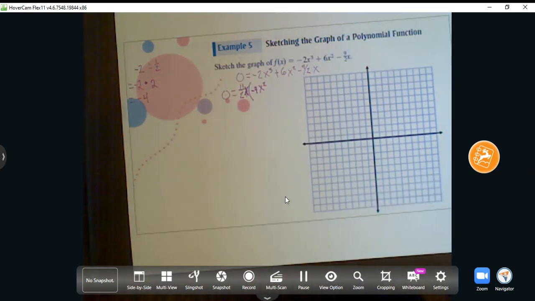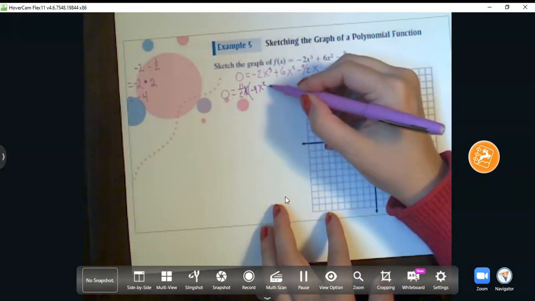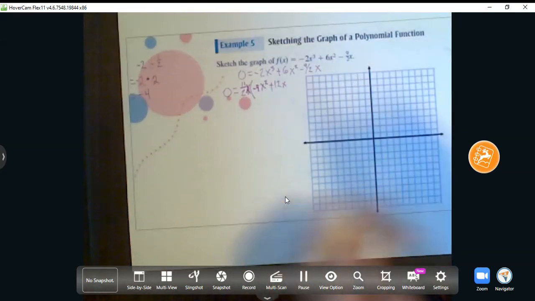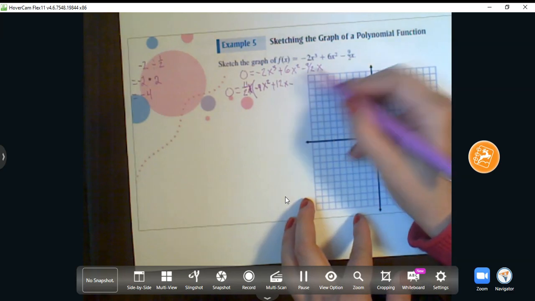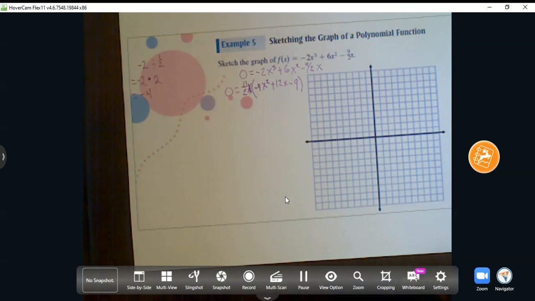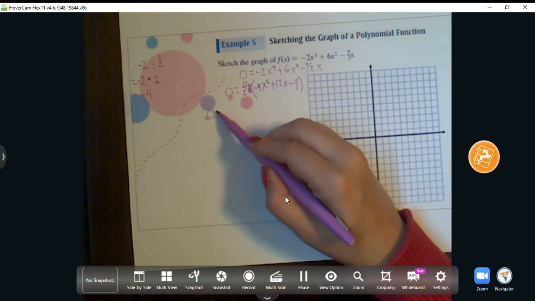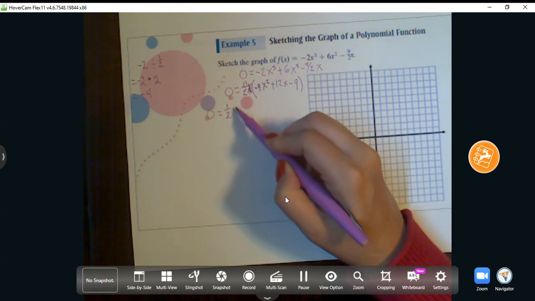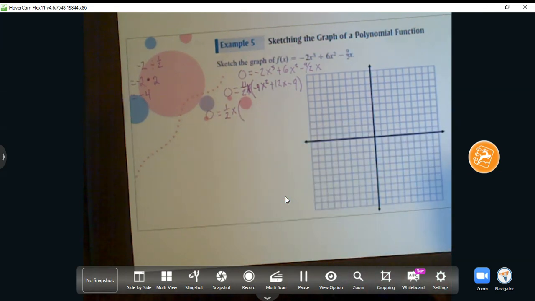And the same is going to be true for my 6. We would have 6 divided by 1/2, which would become 6 times 2. So we get 12x. And then here, because we're factoring out, we just get a -9. So then we have a quadratic. So we need to decide what that's going to factor to.